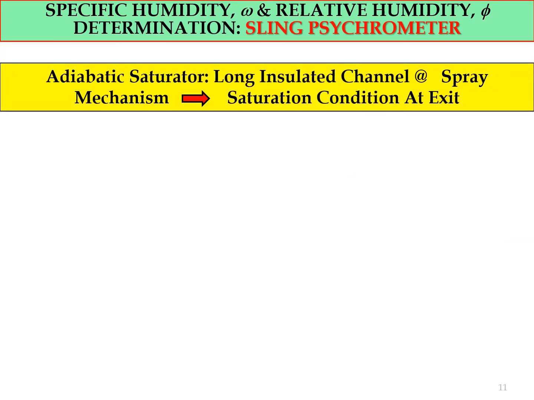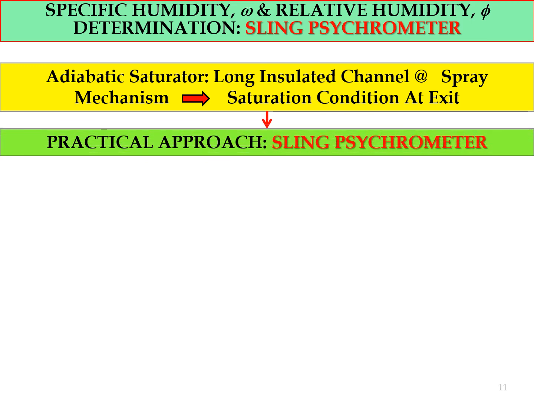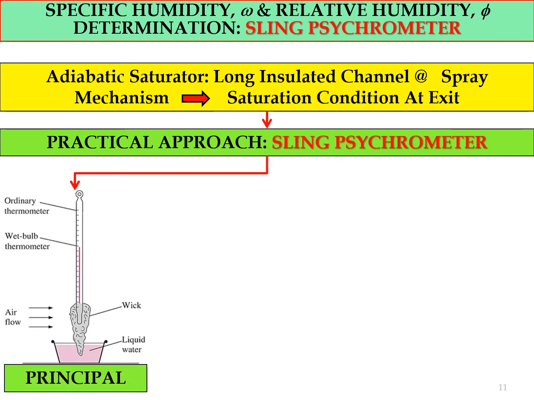Specific humidity and relative humidity determination: sling psychrometer. So we already looked into the adiabatic saturator, which uses a long insulated channel, where in the channel we have the evaporation process, and the exit of this long insulated channel is the saturated condition of the air. So it is not a practical approach, so we have a practical approach by using a sling psychrometer. The principle of the sling psychrometer is that an ordinary thermometer is covered with a wick, which is wet with liquid water, so it can measure the wet bulb temperature.